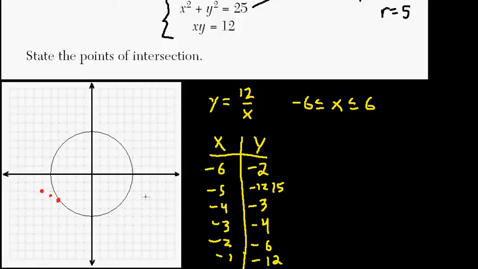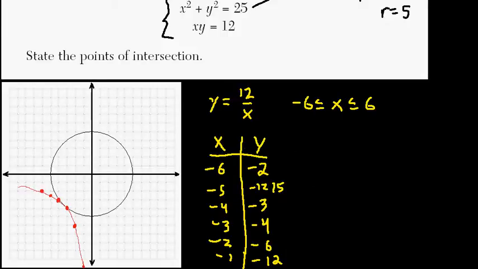Then we have -3, -4. So we go back 3 and down 4. Again, it looks like that's a possible intersection point. -2, -6. And -1, -12. It's going to be somewhere way down at the bottom. So that's the curve that we have. Okay, and it's not going to look anything like that. It's going to look something like this. There we go.